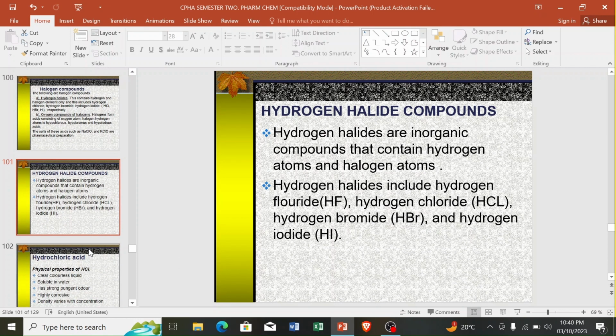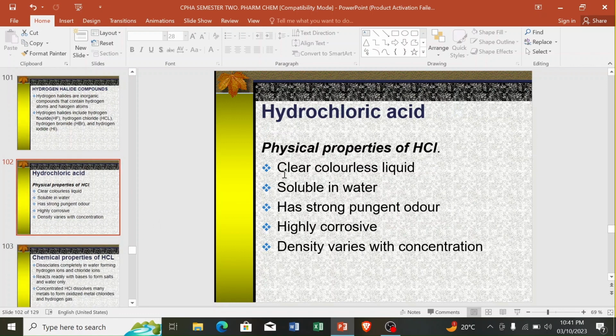So we are starting right away with the compounds that contain hydrogen and halogens only. Those are hydrogen halide compounds. Hydrogen halides are inorganic compounds that contain hydrogen atom and halogen atom. Hydrogen halides include hydrogen fluoride, hydrogen bromide, hydrogen chloride, and then hydrogen iodide respectively. We can see their chemical symbols there. But our main interest for the field of medicine is majorly hydrochloric acid. So let us look at a few physical properties of hydrochloric acid.